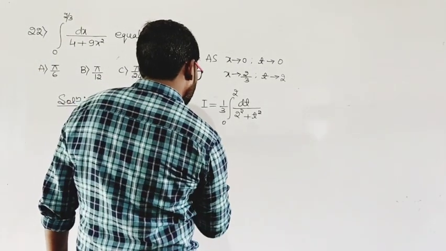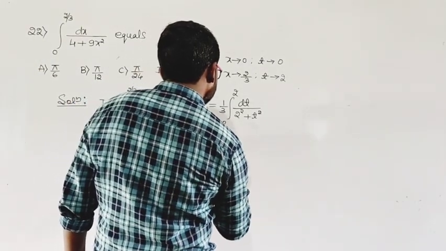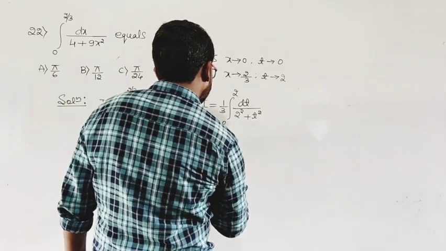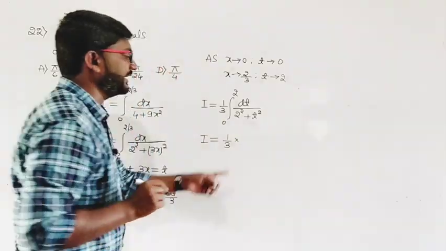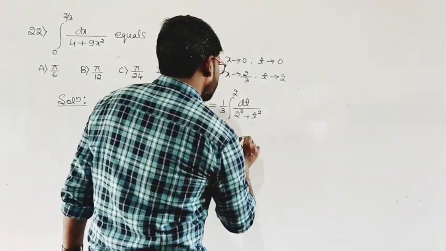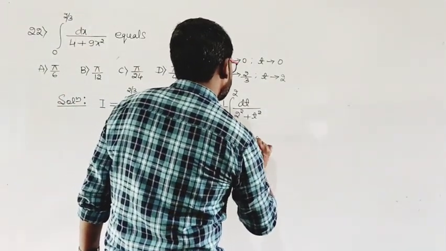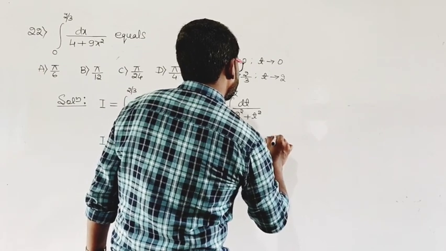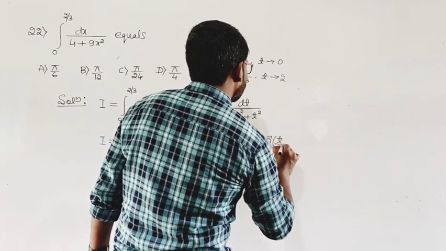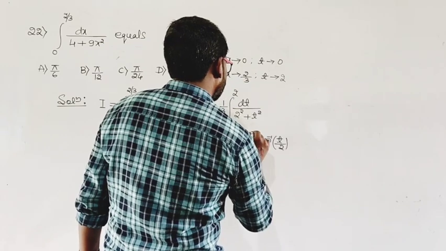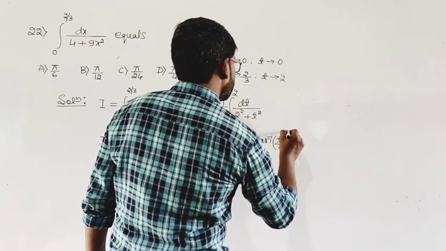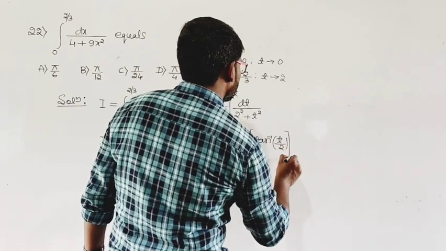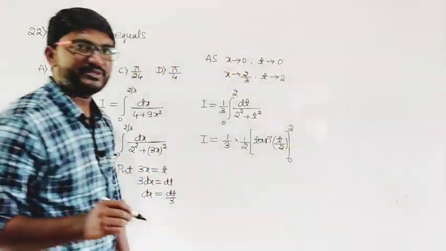So it is going to be 1/a tan inverse t by a. So it is equal to 1/3 then into 1/a. What is the value of a? It is 2. 1/a tan inverse t by a, that is t by 2. Then apply the limits now. It has to be 0 to 2.